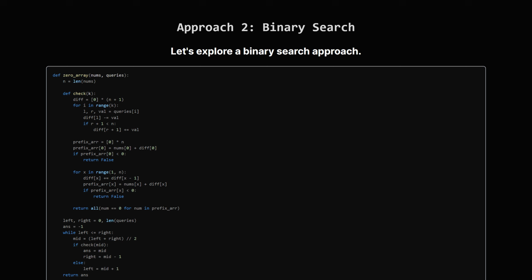We use this check function within a binary search. We initialize left to 0 and right to the length of queries. We repeatedly calculate the midpoint. If check mid returns true, meaning the array can be zeroed with mid queries, we update ans to mid and try to see if we can zero the array with even fewer queries by moving right to mid minus 1. Otherwise, if check mid is false, it means we need more queries, so we move left to mid plus 1. Finally, we return the value of ans.